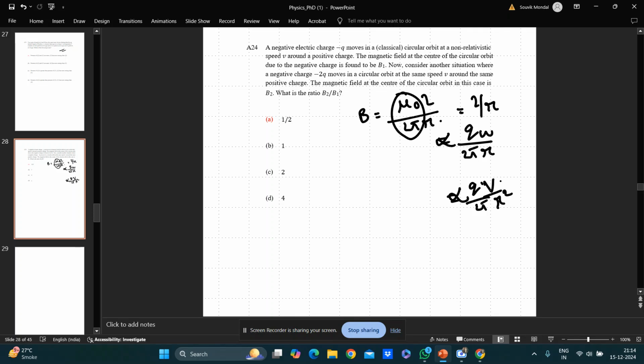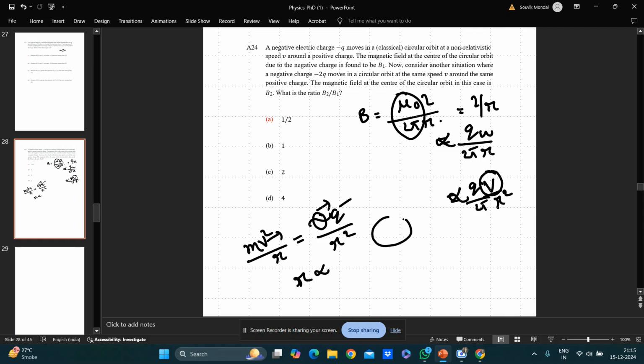They are telling that in both cases V is the same. If V is kept the same, now you know that mv square by r, the centripetal force, is provided by the electrostatic force acting due to the charge. The center charge, let's say q, and the outside charges they are mentioning are minus q and minus 2q. So q by 4 pi epsilon naught r square. V is fixed for both cases, and this Q is fixed. So R is simply proportional to the charge you are putting here. What charge is revolving is directly proportional to R.